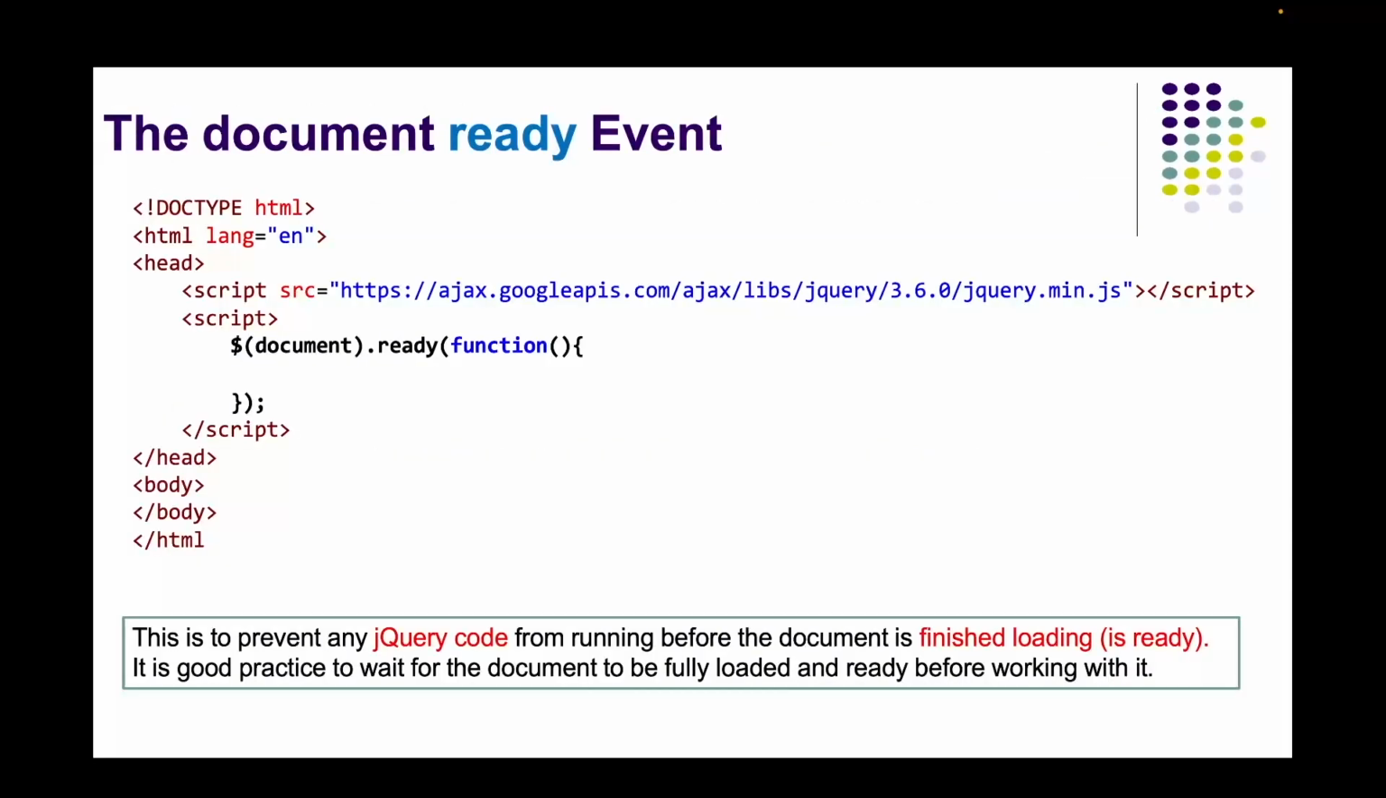And this is the most important piece of code you will write. This is the document ready event, and it prevents your jQuery code from running before the website is finished loading. So if you try to hide a button that hasn't been drawn on the screen yet, your code will fail. So this wrapper ensures everything is ready before we start.